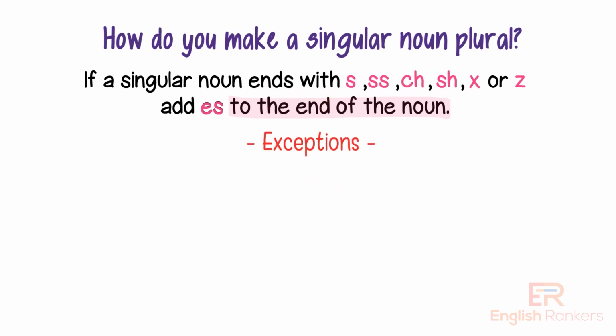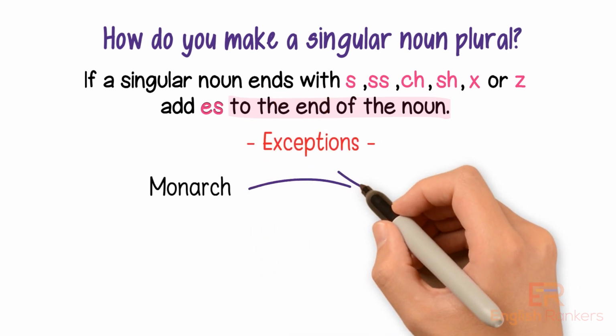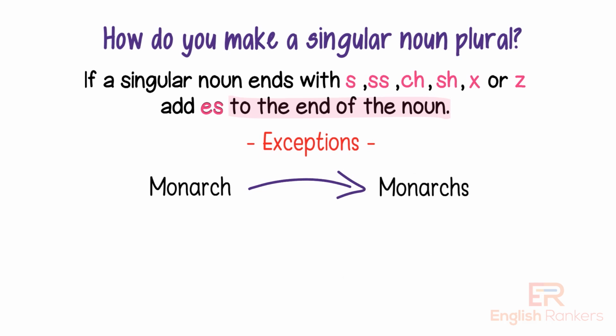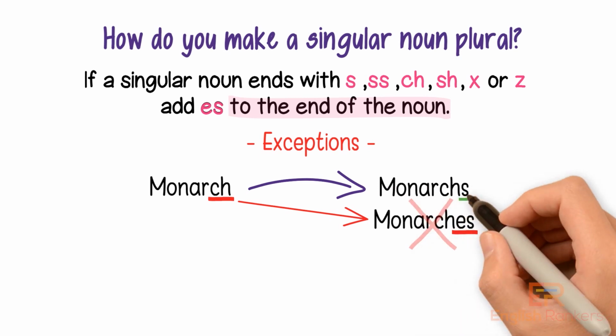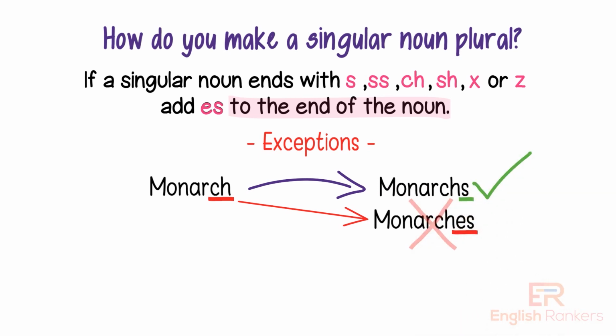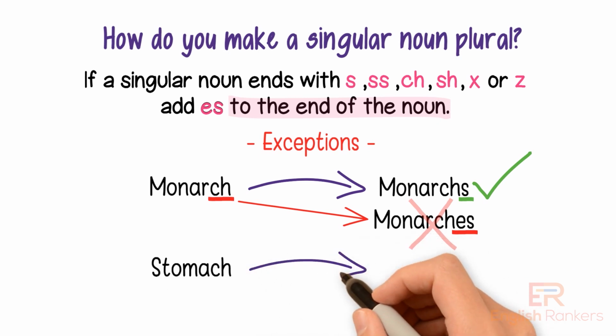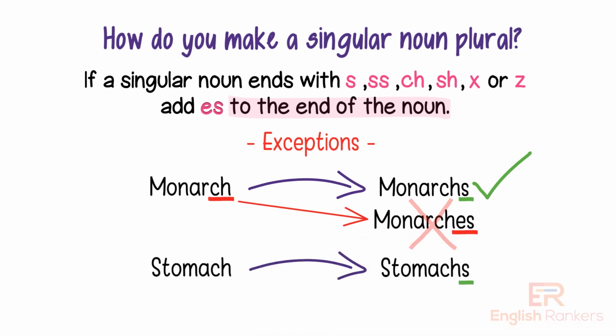There are a few exceptions to this rule. For example, monarch, monarchs. Although it ends with CH, we do not add ES, we add S only. In the same way, stomach, stomachs.